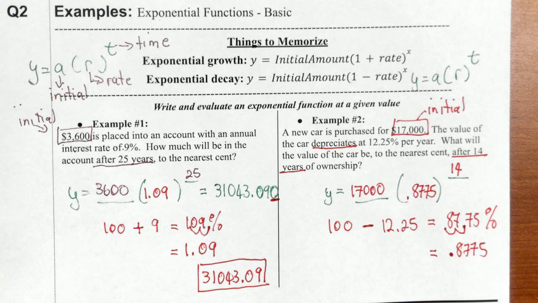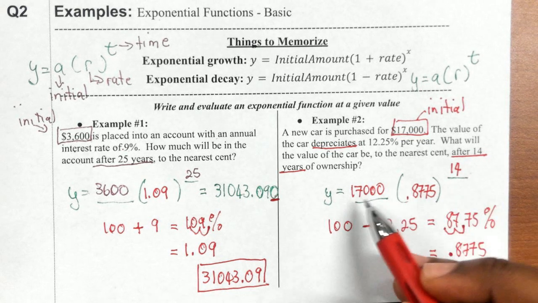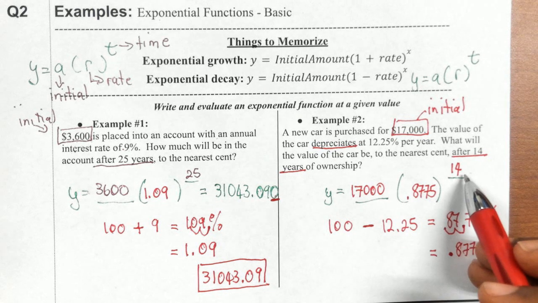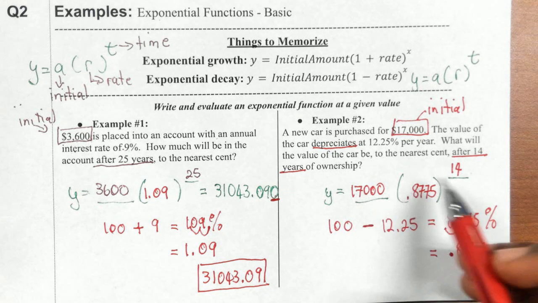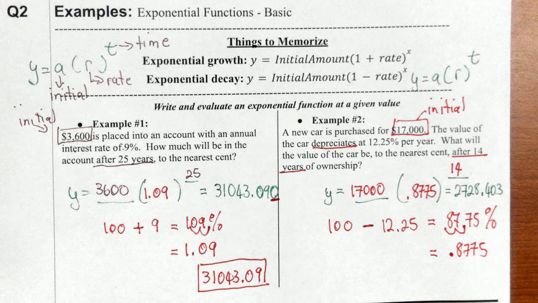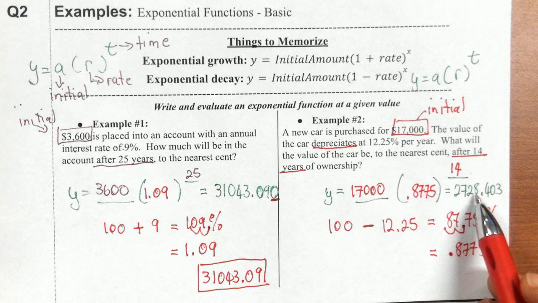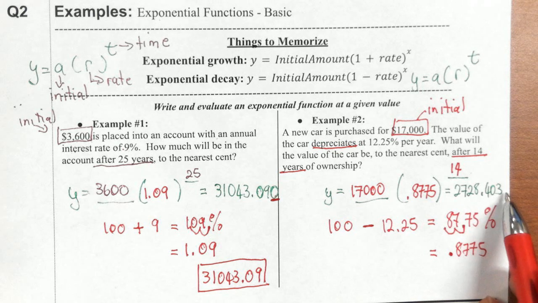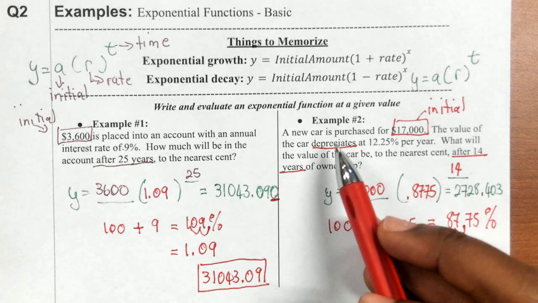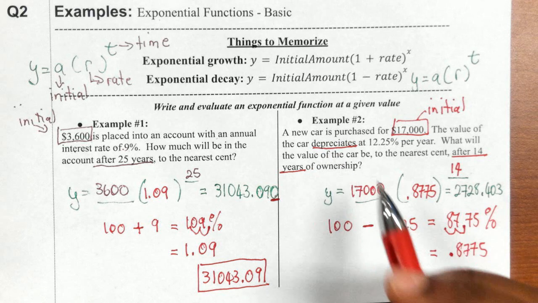Now I'm going to put this in my calculator. So again, from 17,000 all the way to the 14, that's what you're putting. All right, so I end up getting 2,728.403, which makes sense because we were depreciating, we were decreasing.